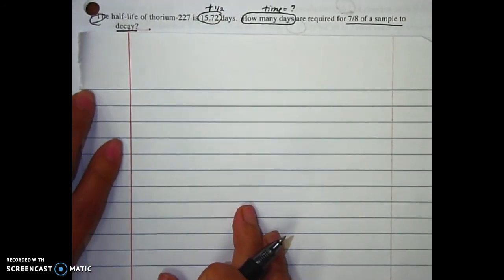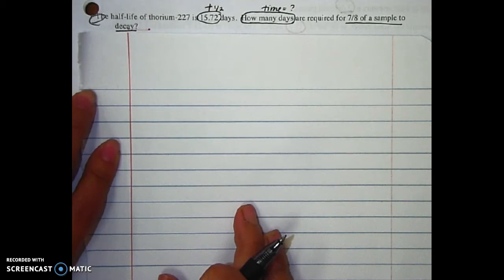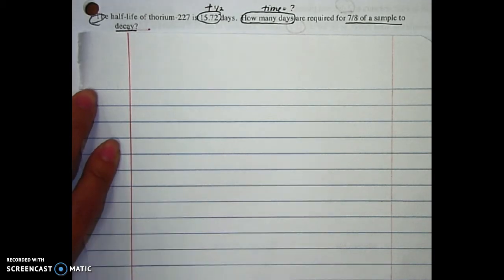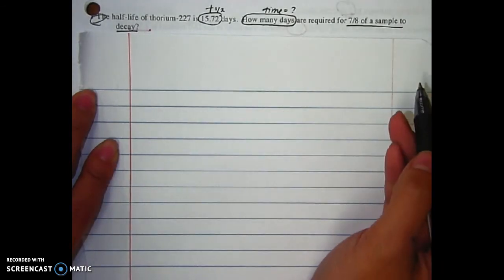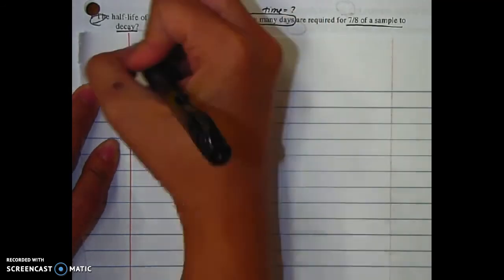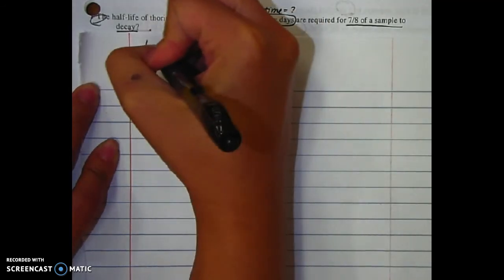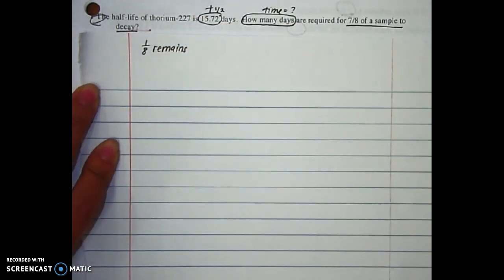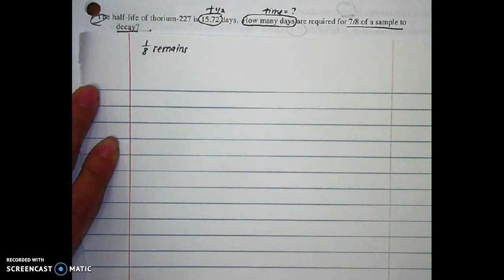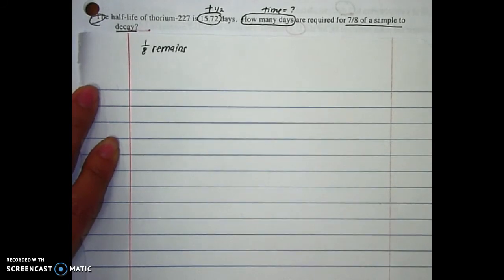Now, we talked about this in class, but this is really similar to number 6 off of the first half-life problem worksheet that you did a day ago. And when they tell you that 7/8 of a sample decays, it actually means that we have 1/8 of a sample that remains. Okay? And there's two ways that you guys could do this problem. The first way is a little bit easier, so I'll go ahead and set that up first.